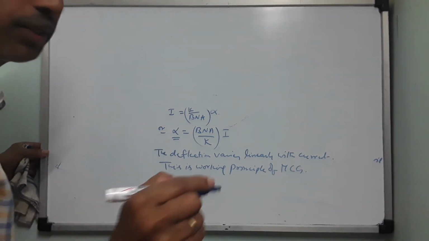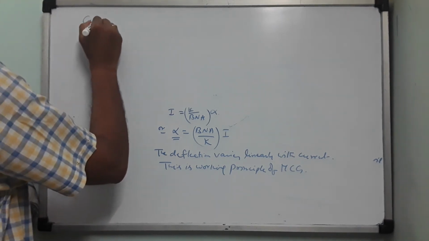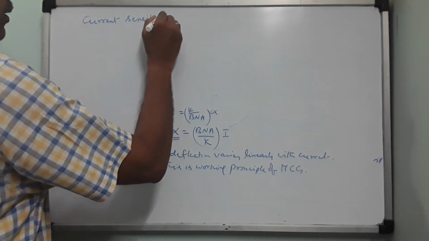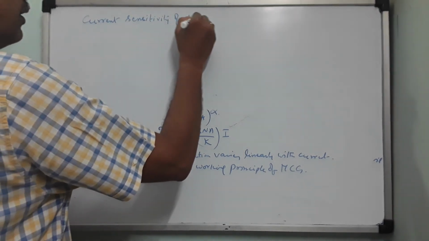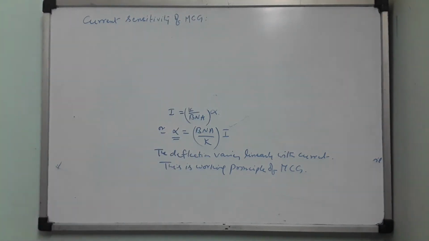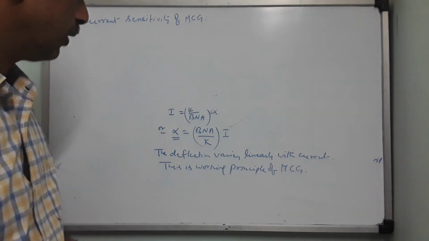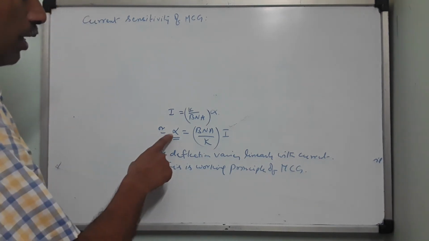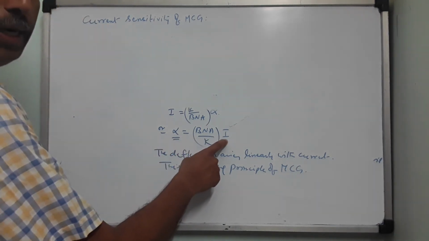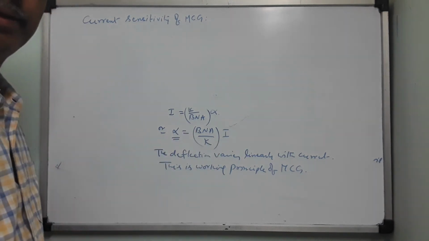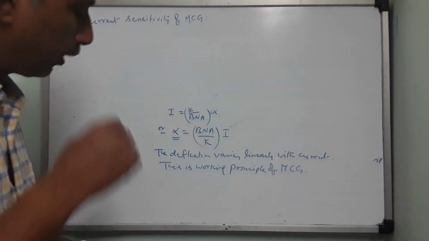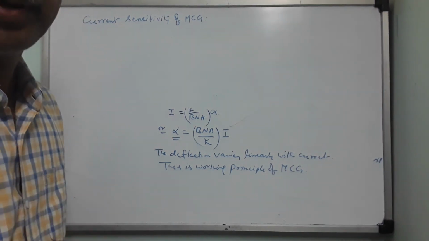It has got 2 types of sensitivities. One is current sensitivity of MCG, moving coil galvanometer. Current sensitivity means if the coil undergoes a large deflection for a small amount of current, that is alpha divided by I, then it is said to have a higher sensitivity. So in simple terms you can define it like this: deflection of the coil per unit current.